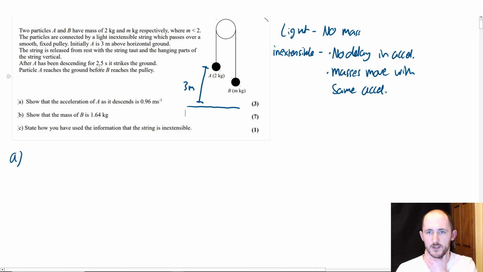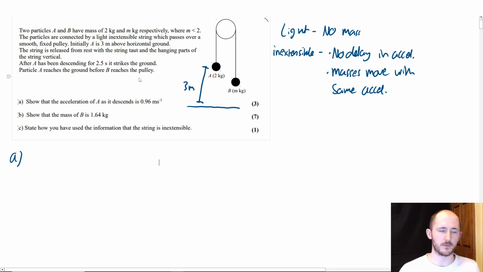After A has been descending for 2.5 seconds, it strikes the ground. Particle A reaches the ground before particle B reaches the pulley. So with questions like this, it's really important that they give you this piece of information. If they don't give you this piece of information, generally speaking, part C will have an assumption, and you have to talk about how the assumption affects your answer. This line here is really, really important, because if you think about it, if B hits the pulley before A reaches the ground, then that means A will never reach the ground. They're both going to stop, right? So that's all that means there.